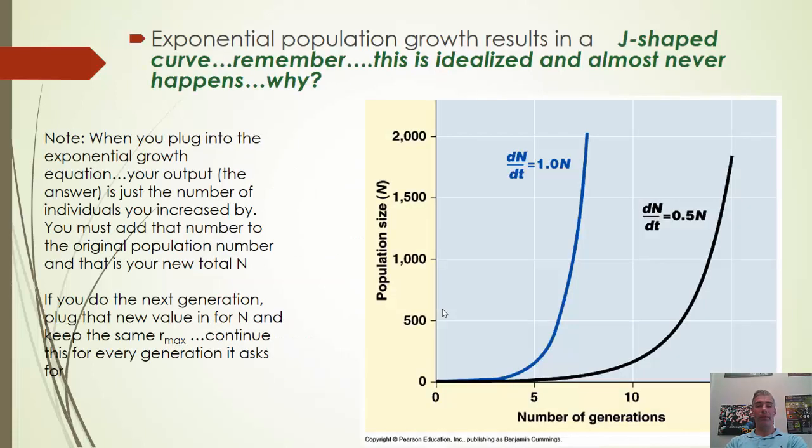We're going to do an example. We're going to look again at the owl example in a second. But exponential growth would look like this. You see, it's a J-shaped curve.